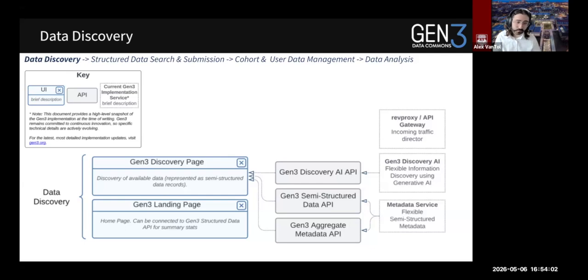From the backend perspective, what is actually powering that discovery page is this metadata service. And we mentioned this earlier, there are two different APIs here. There's a metadata API, which we also call the semi-structured data API, and then there's this aggregate metadata API. Depending on which flavor of Gen3 you want to have, a mesh versus a data commons instance, you are either providing the data from your own instance or aggregating it from different sources. So there are slightly different APIs for that. But behind the scenes, it is the metadata service that is powering that.